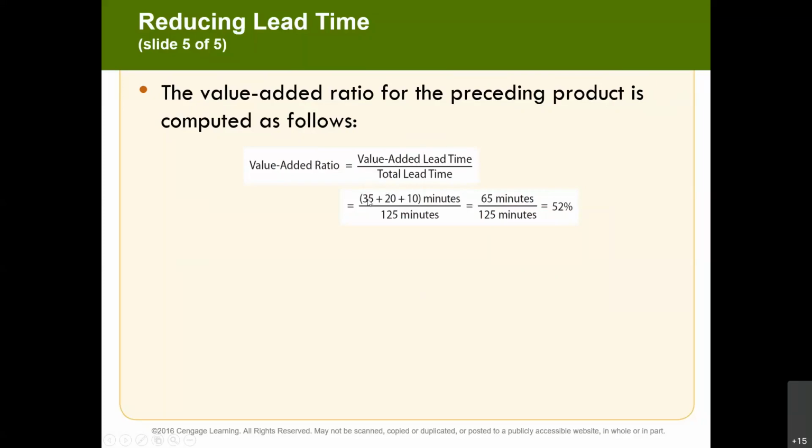So that first 35 minutes was the drilling. The next 20 minutes was the fabricating, or assembly, sorry. And then that last 10 minutes was packing it. So that tells us that we spent a total of 65 minutes adding value to the product. We also said that the entire lead time was 125 minutes. So we take the value added lead time divided by the total lead time, and that gets us to 52%. And that 52% is the value added ratio.